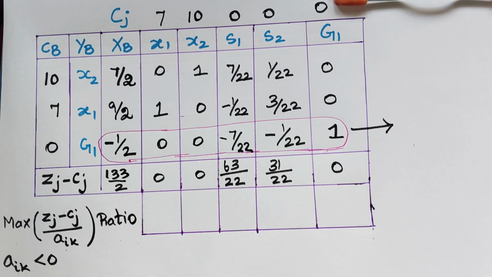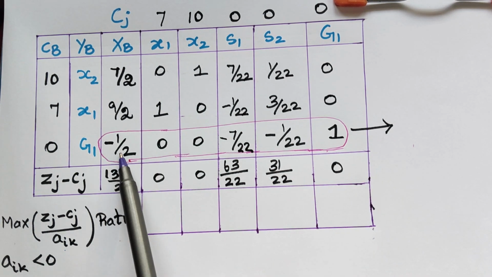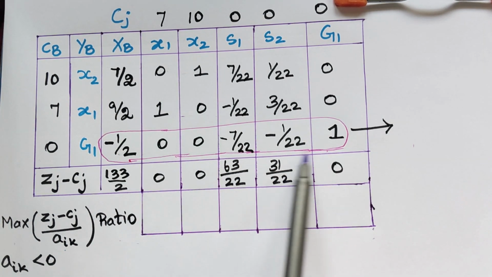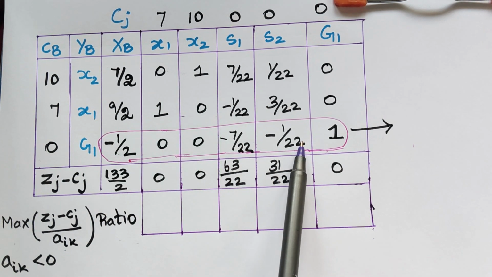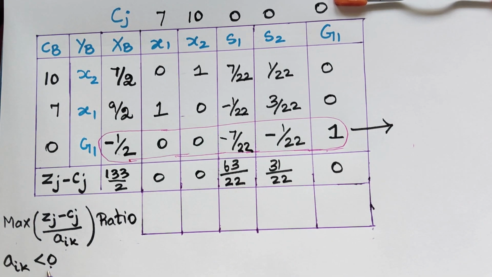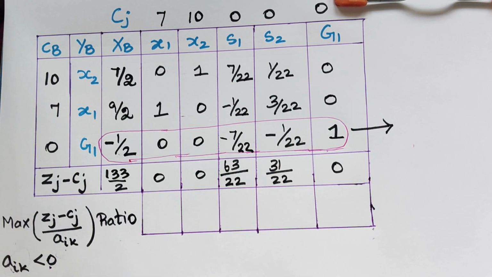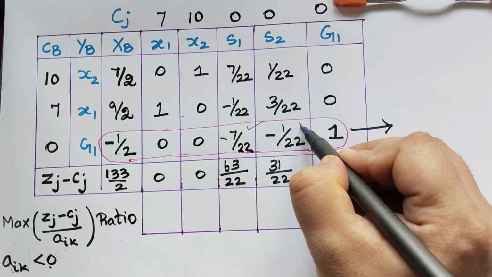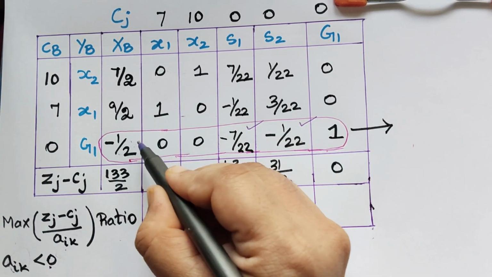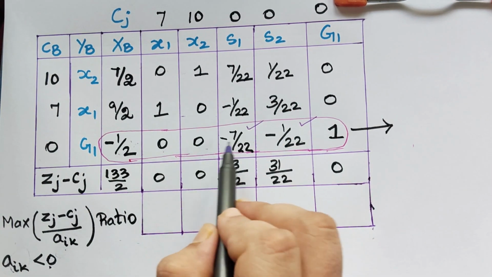Aik are the elements of the leaving row. So, these elements are Aik. And very importantly, we have to choose only those elements which are lesser than 0. So, if you see, these elements are lesser than 0. This is the solution space, so we will not do for this. We will find the ratio only for these variables.